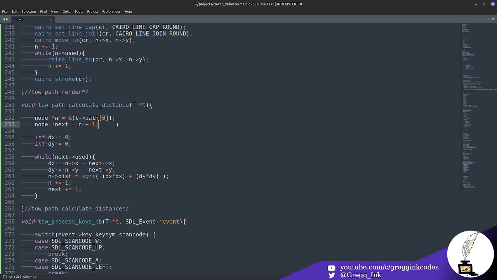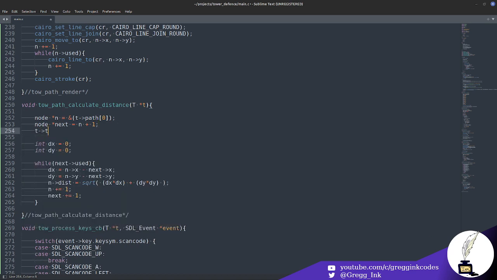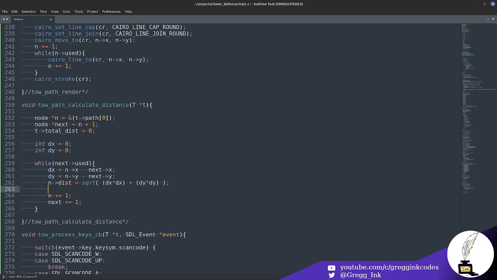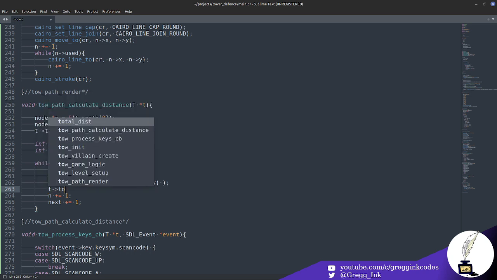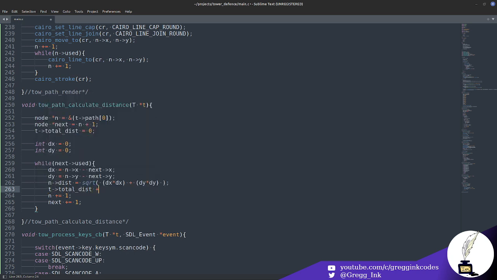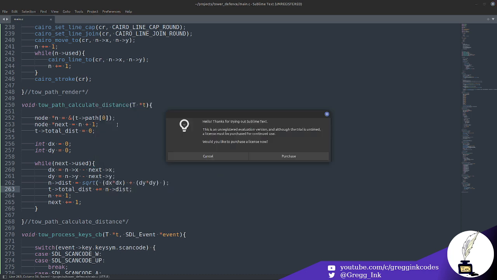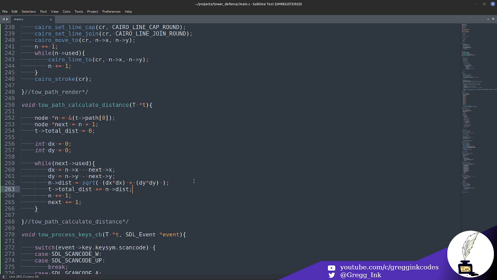And I want to do T total dist equals 0. And then here I want to do T total dist plus equals end dist. That's just going to be convenient. Okay, that's just for convenience.